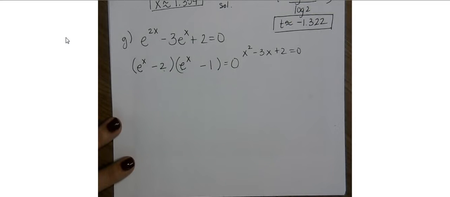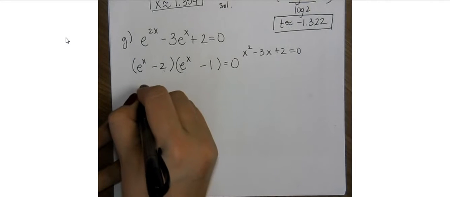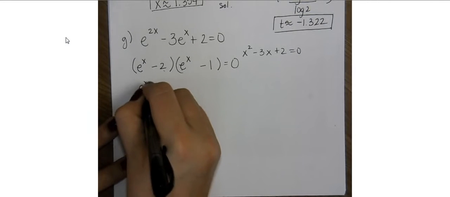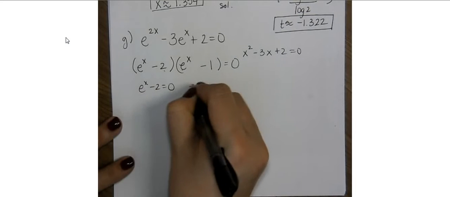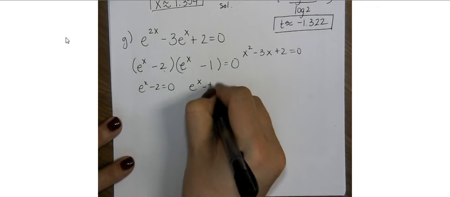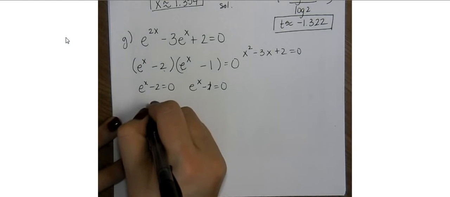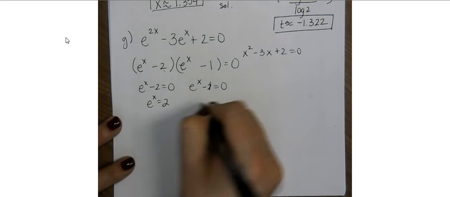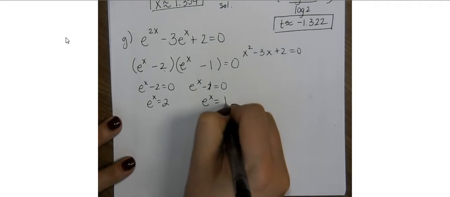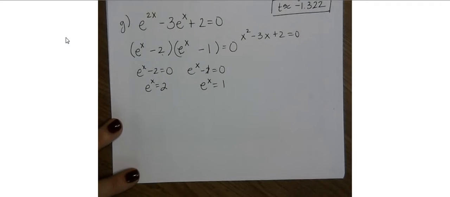You have to then use the zero product property. So I'm going to set each one of those pieces equal to 0. Minus 1 equals 0. And then I'm going to start solving. So I have e to the x equals 2 and e to the x equals 1. You can't do those in your head.